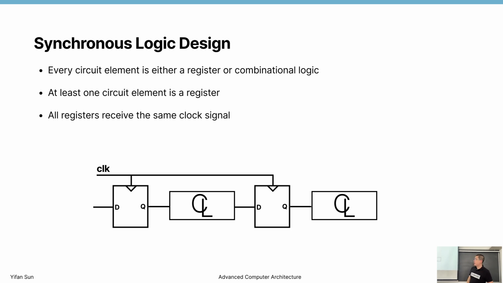So every cyclic path contains at least one register. You cannot have a cyclic path that is, say, one combinational logic going back to itself. Then this combinational logic would have feedback to itself, and that's not something we're designing. It has to use a register in the middle.